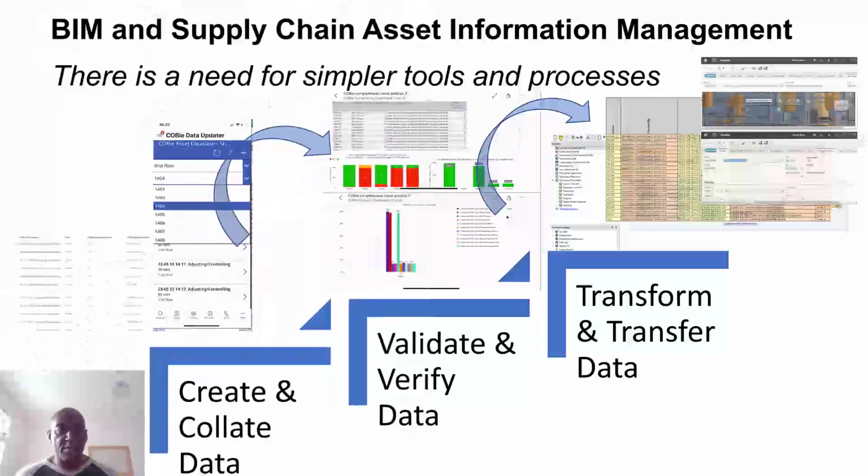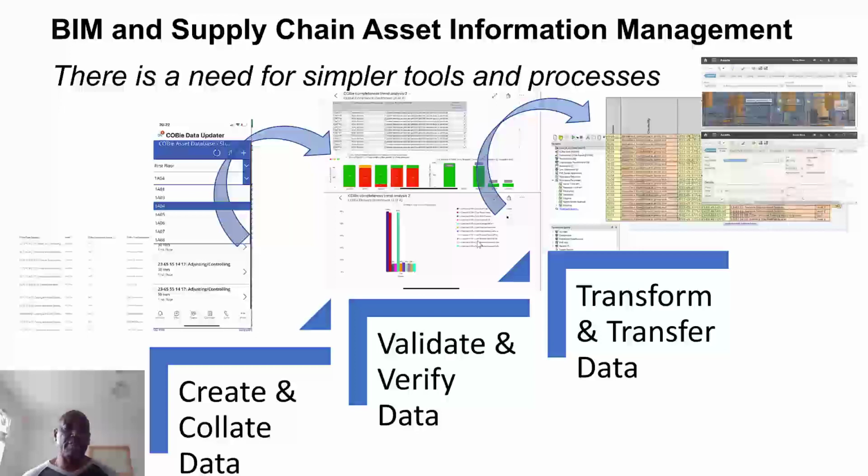So we ended our last segment by saying that there's a need for simpler tools and processes. And that's around three key aspects of our BIM delivery approach: how we create and collate data, how we validate and verify that data, then how we transform and transfer that data. Because we're talking now about the example of asset information, how do we transfer that data into the asset information system, CAFM, however you might describe it.